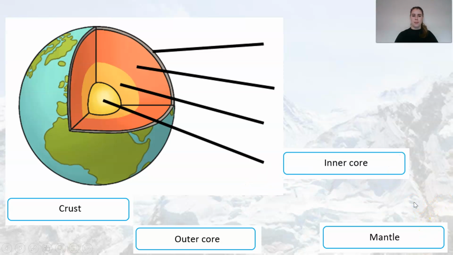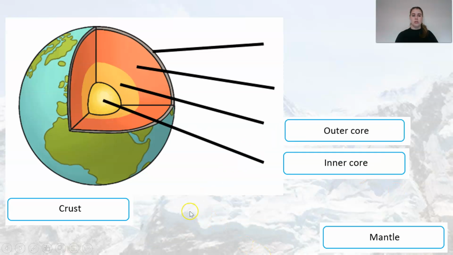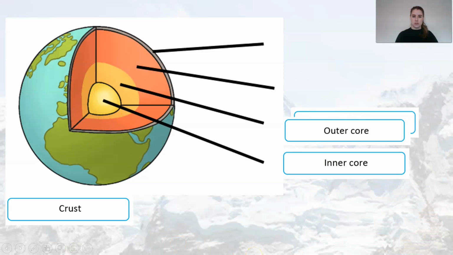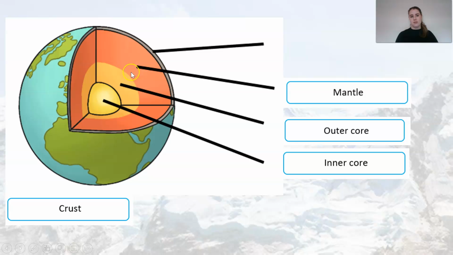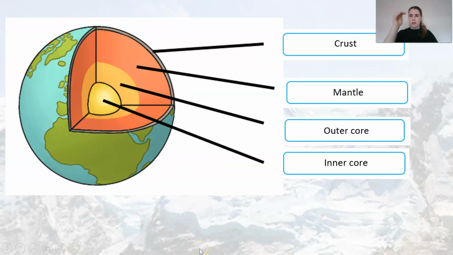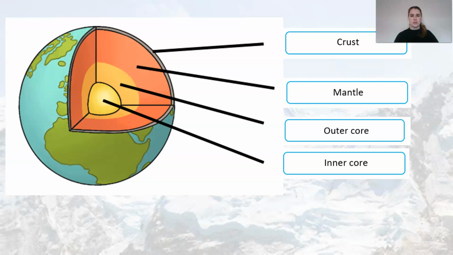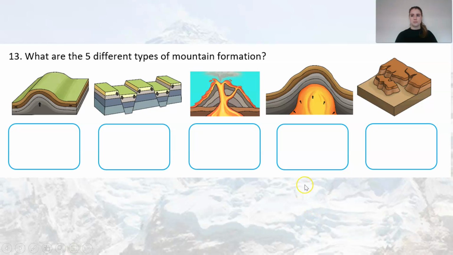So we've got the inner core, that very centerpiece here. We've then got the outer core, which is obviously the outside of the inner core. And then we have the mantle. This is the thicker part that makes up most of the inner part of our earth. And then that very top layer is called the crust. So well done if you got those correct.